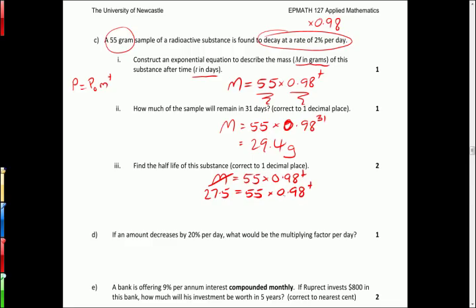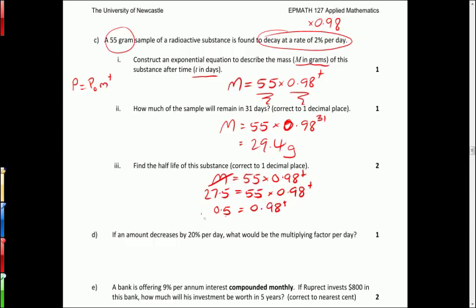Same as last time, I can't do these times yet, but I can divide both sides by 55, and 27.5 divided by 55, no big surprise, is a half. So that's always going to happen. In the doubling time question, how long till the population doubles, it ended up as 2 equals the multiplying factor to the power of time. In this case, a half-life question, it ends up being a half equals the multiplying factor to the power of time. So it's something that always happens, same as before.